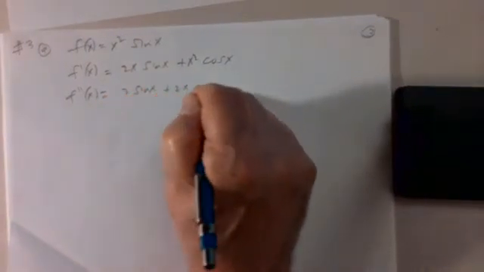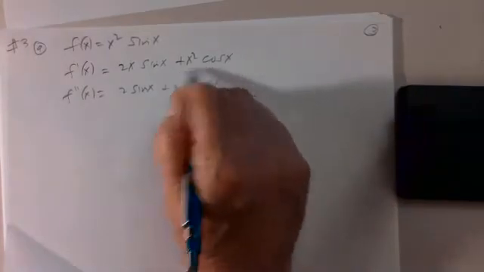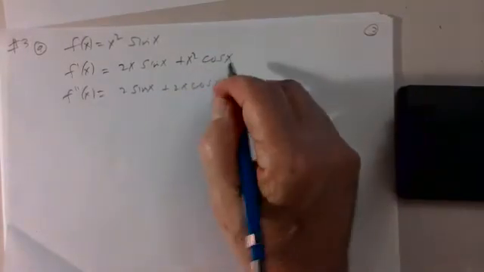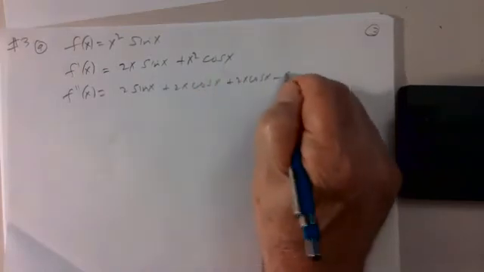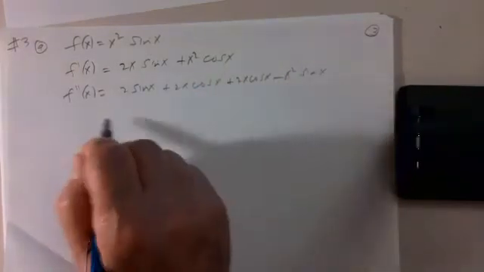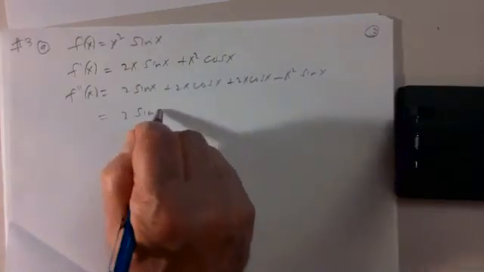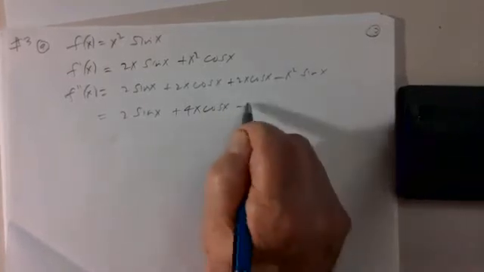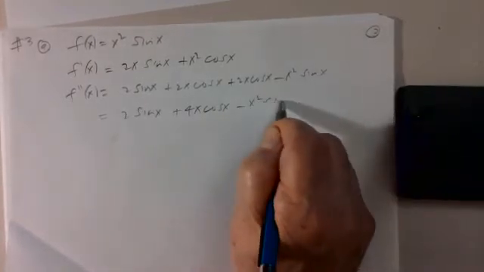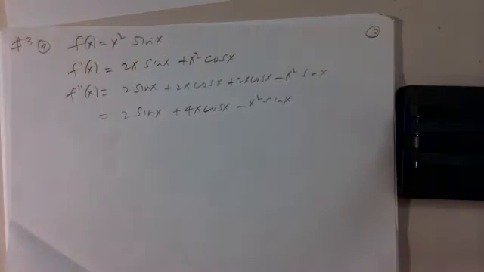When you differentiate this by the product rule, we get 2 sine x plus 2x cosine x. When you differentiate this by the product rule, you get 2x cosine x minus x squared sine x. So this is 2 sine x plus 4x cosine x minus x squared sine x. That's the second derivative.